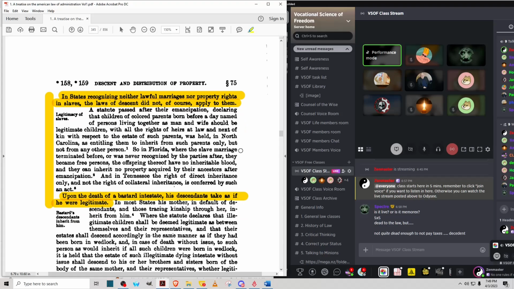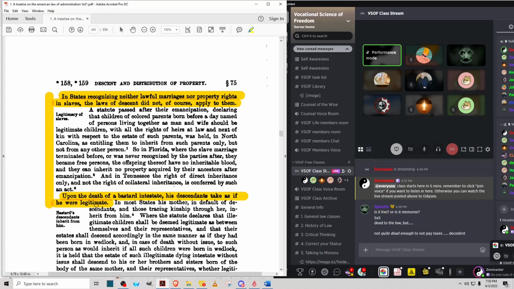Right. So in Florida, where the slave marriage terminated before was never recognized by the parties after they became free persons, the offspring thereof have no inheritable blood, and they can inherit no property acquired by the ancestors after emancipation. And in Tennessee, the right of direct inheritance only, and not the right of collateral inheritance, is conferred by such an act. The death of a bastard intestate, his descendants take as if he were legitimate.